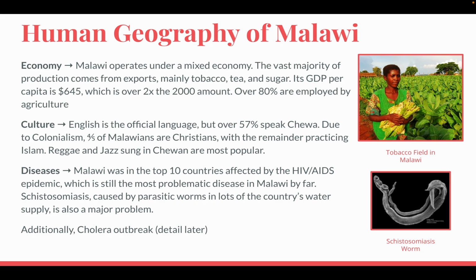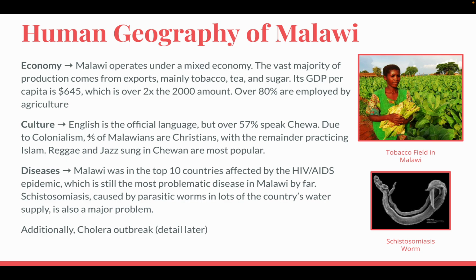4/5 of Malawians are Christians due to, as I said, the British enforcing Christianity when Malawi was a colonized protectorate. The other fifth are people of lineage that have moved to the area post-colonialism, and they practice mainly Islam. Reggae and jazz, sung in the Chichewa language, are the most popular forms of music in Malawi.